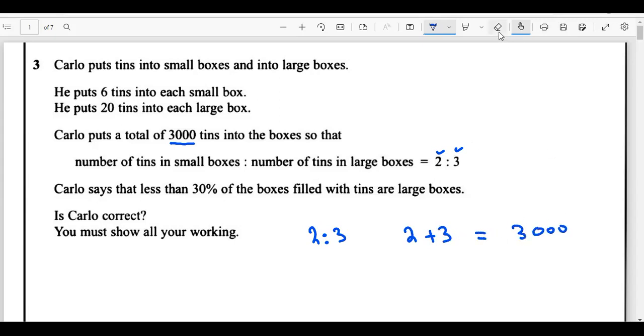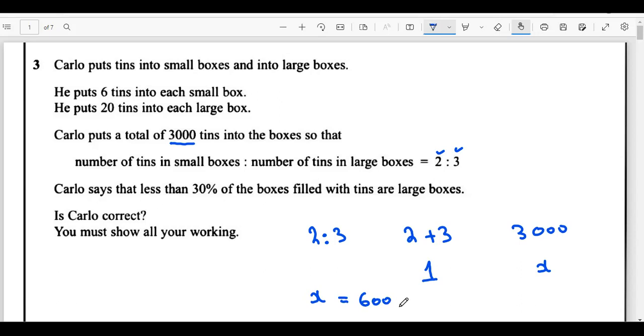I'm doing it through ratio and proportion. 2 plus 3 would be for 3,000 tins. So let's see what would be for 1. And I can write down x here. So x would give you 3,000 divided by 5. And that should be what? It should be 600. This is 600.